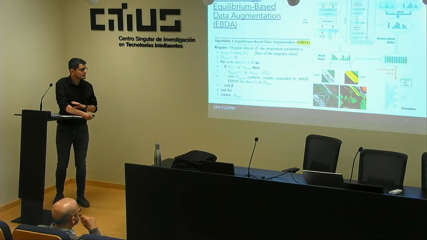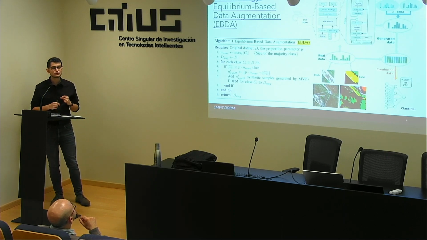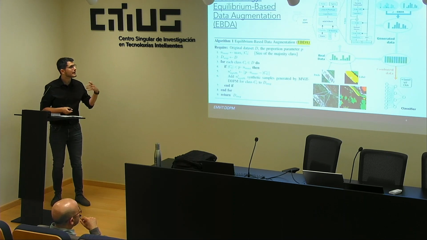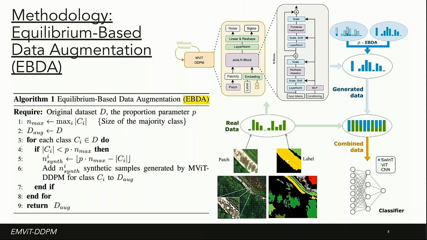Yes? So once we have a model that is able to generate synthetic data, we are going to control this generation. This is the equilibrium-based data augmentation. Basically, the idea is that we are going to generate more synthetic data for the underrepresented classes that we have in our original dataset.